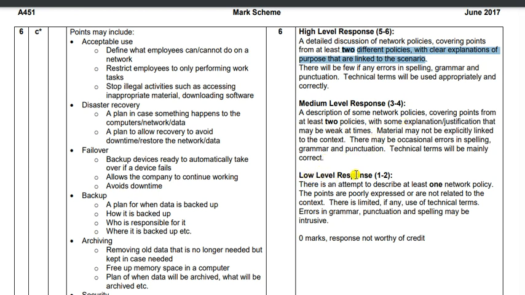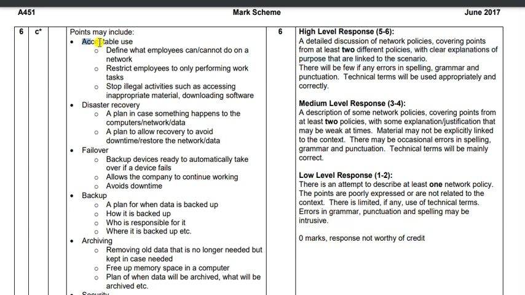Then you will get a low level response if you are unable to mention properly the policies, only one policy is discussed and you express poorly and are unable to relate it to the context, and there are mistakes in the grammar, punctuation and spelling, so you will get 1 to 2 marks. And 0 marks are given if the examiner feels that you are not worthy of the credit. Now let us look at the answer.